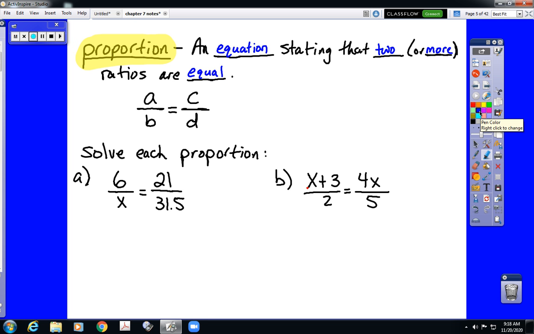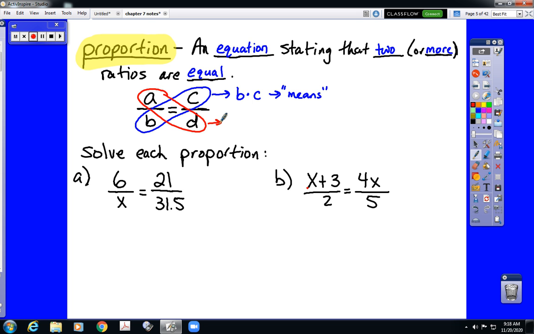You should be aware of it for vocabulary quizzes in the future. Now, there's some outdated vocabulary that goes with this. The way we solve a proportion, which we should have done in junior high, is we cross multiply. So the cross product, B times C, is known as the means. And the other cross product, A times D, is known as the extremes.